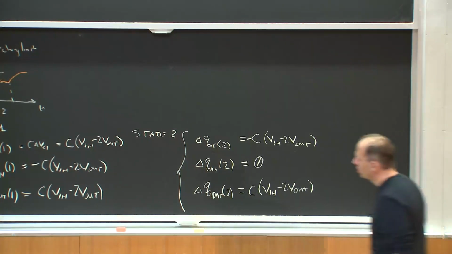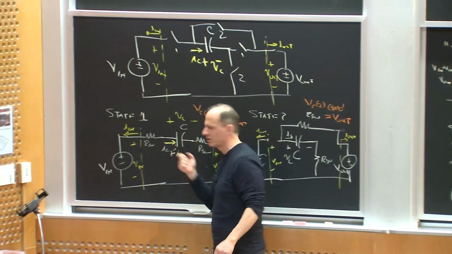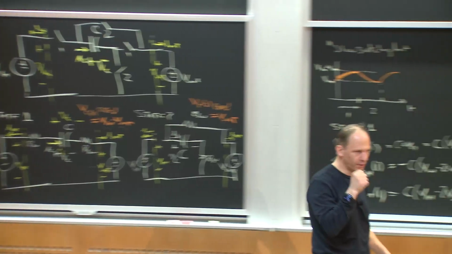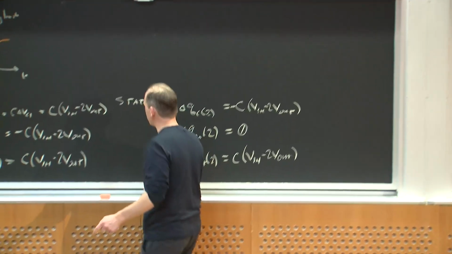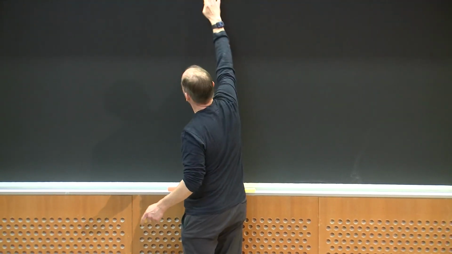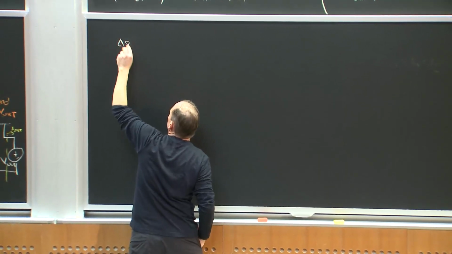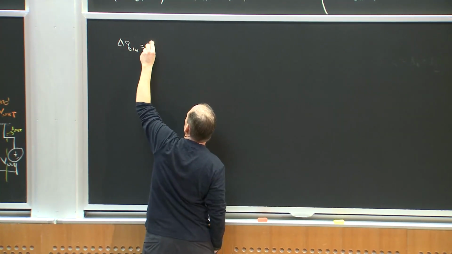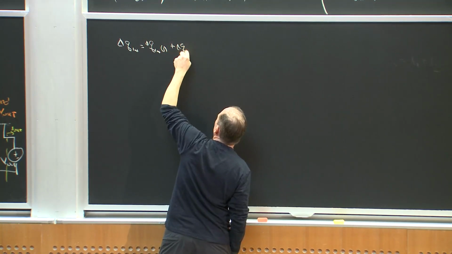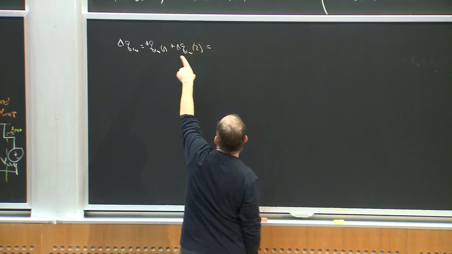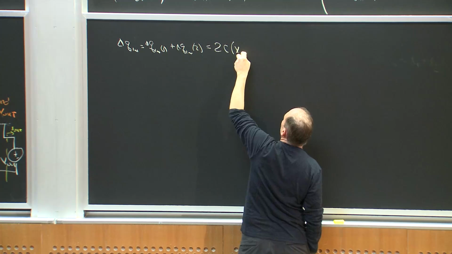Okay, so what is the net? We know that the net total charge transferred on this energy storage capacitor in periodic steady state had better be 0, right? But that's not true of the input or the output. So why don't we just find out what that is? We could then write delta Q in is equal to Q in state 1 plus delta Q in state 2. And if I just add those up, that's going to be 2 C times V in minus 2 V out.